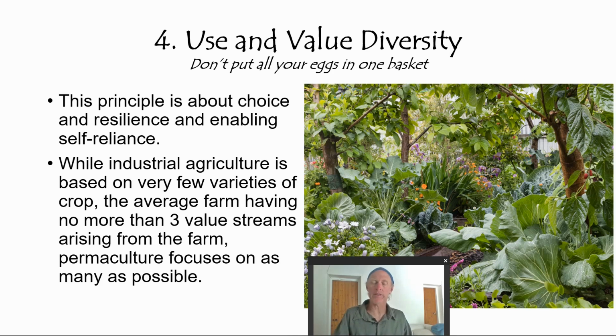And in industrial agriculture, what we see is the opposite. We see most farms functioning with no more than 3 value streams arising from the farm. Permaculture focuses on as many as possible, and you can see it here by virtue of the arrangement of a permaculture production system.